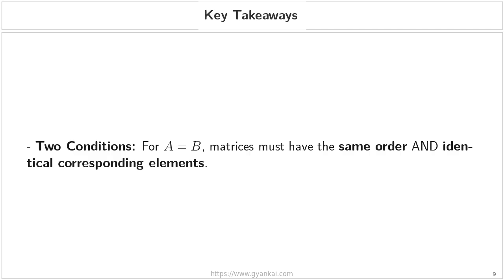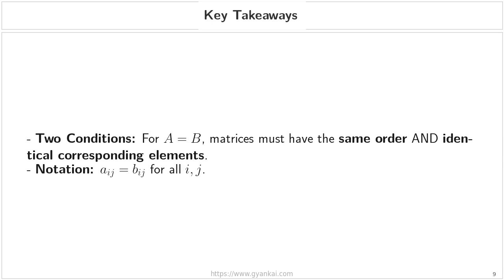Key takeaways. First, always remember the 2 mandatory conditions we covered earlier. For matrix A to be equal to matrix B, it is not enough for them to just look similar. They must have the exact same order, and every single corresponding element must be identical. If either of these is missing, the matrices are not equal.